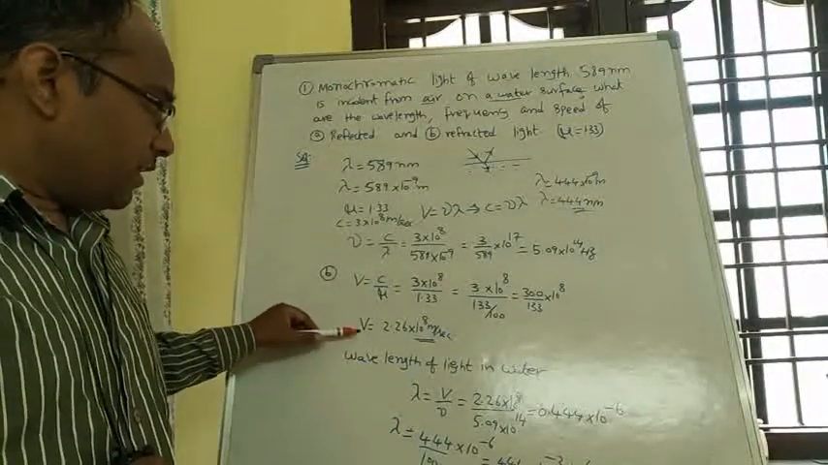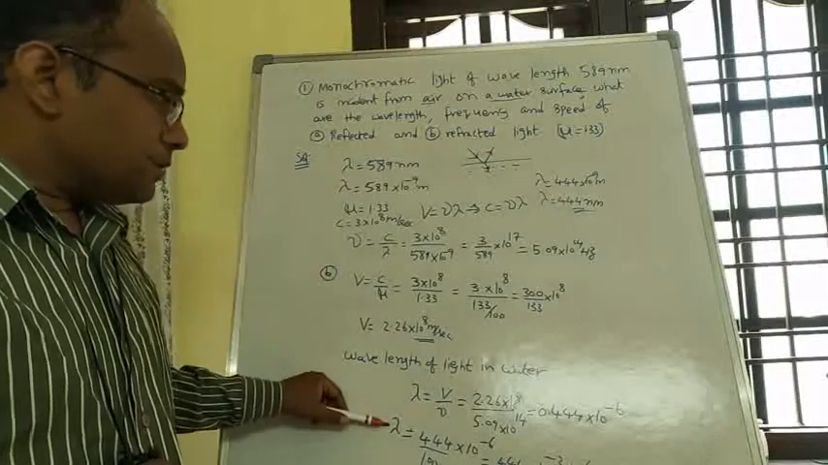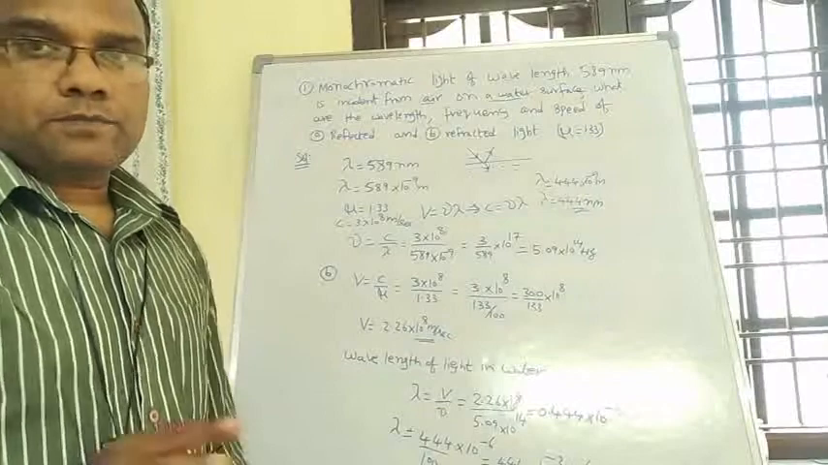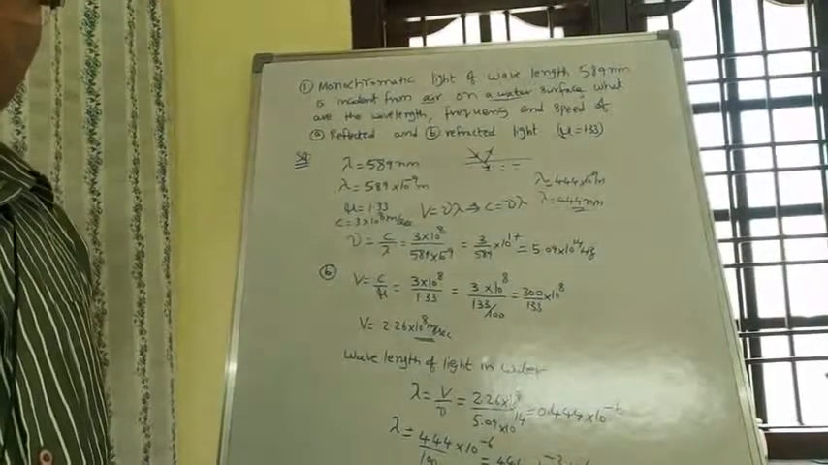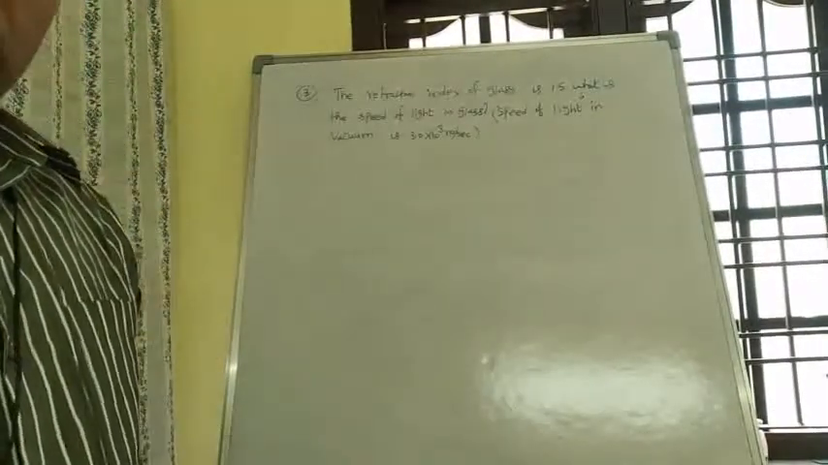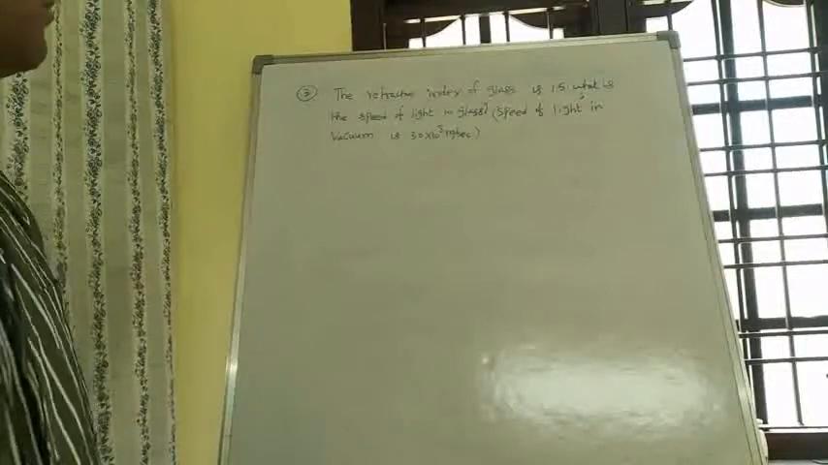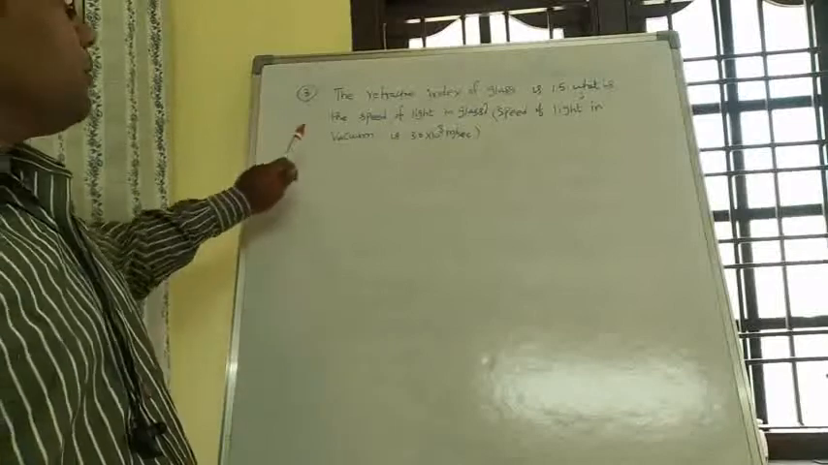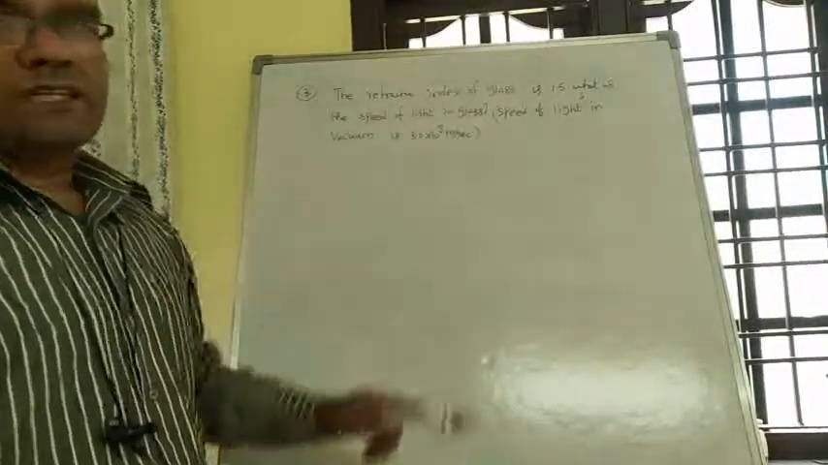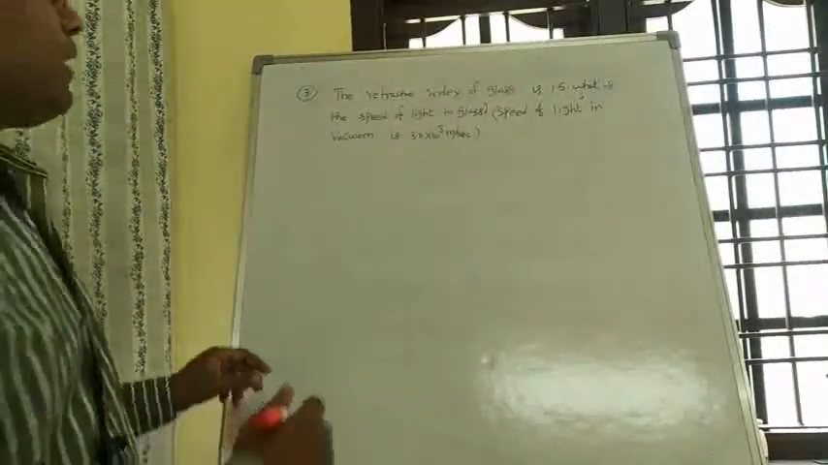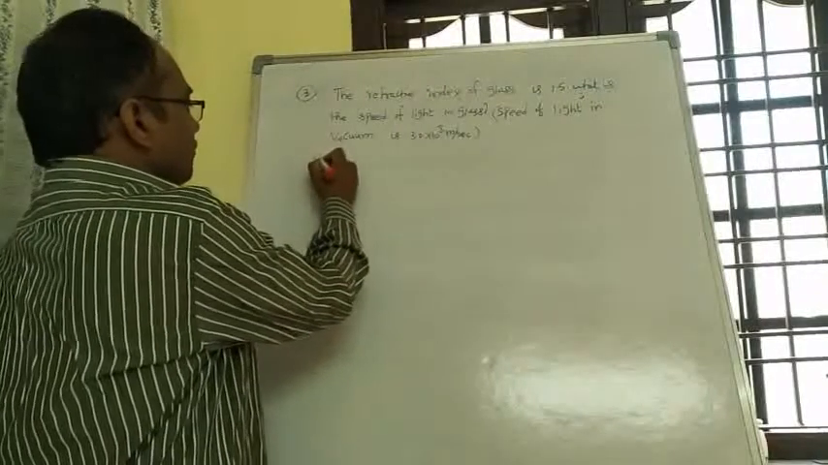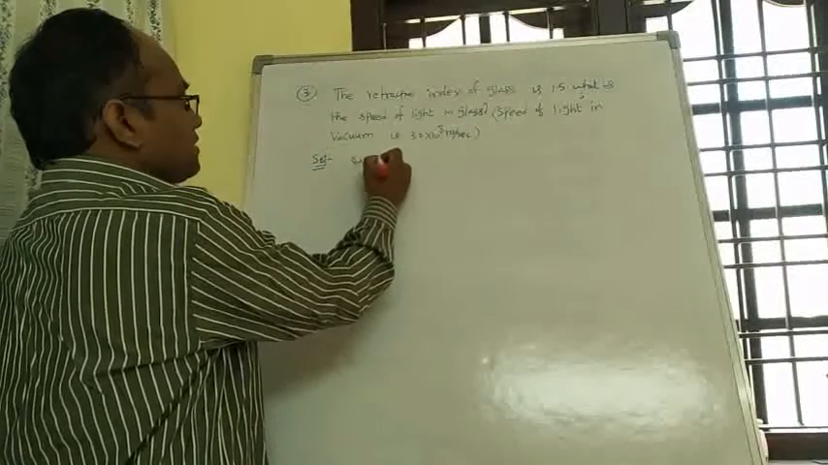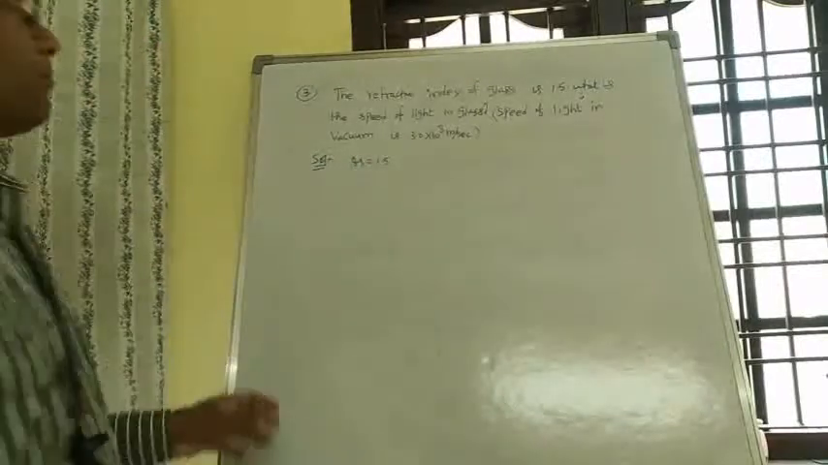Okay, v this much, lambda also we got it, and we have calculated the frequency also. Now in the wave optics third problem, the second problem is the theory you can study. So in the third problem, the refractive index of the glass is 1.5.